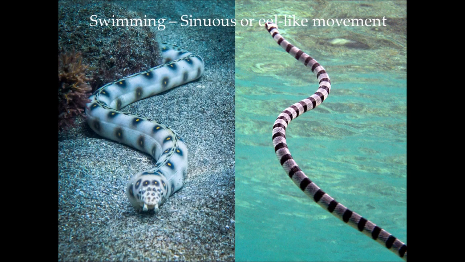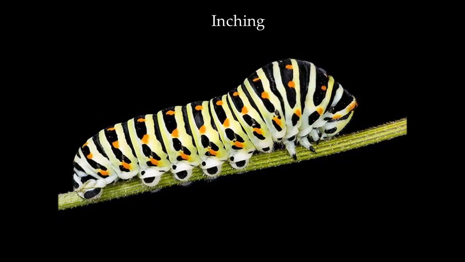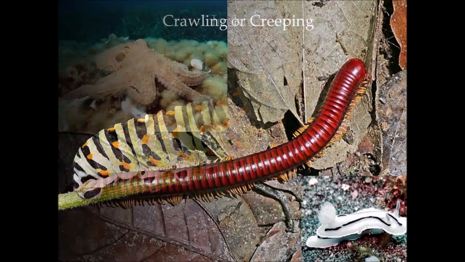Swimming with a sinuous or eel-like movement is typical of all the eels, and of course sea snakes and terrestrial snakes when they find themselves in a water medium. Inching is typical of worms and caterpillars, for example the inchworm, which is a caterpillar species.